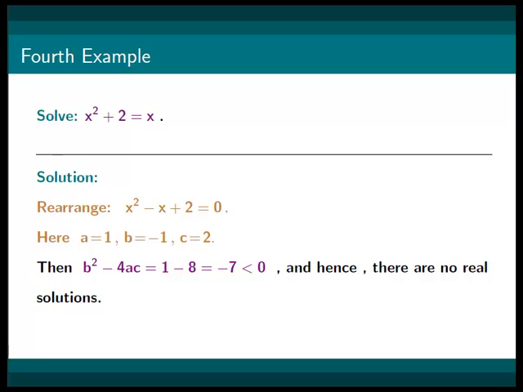And we know that if b squared minus 4ac is less than 0, there will be no real solutions. So, in conclusion, we have no real solutions.